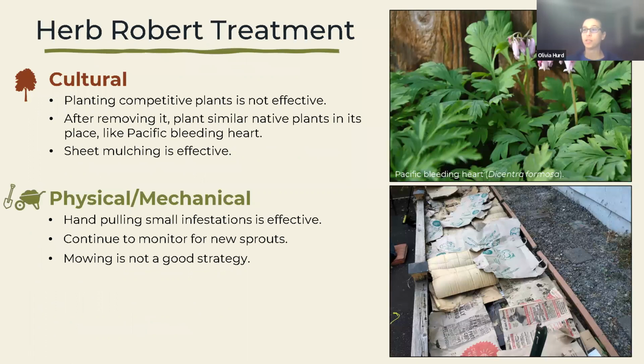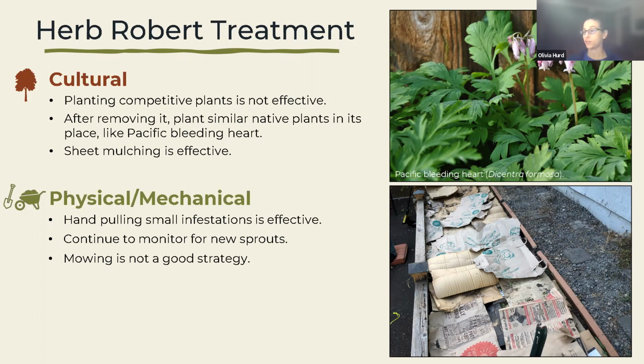For Herb Robert treatment, planting competitive plants is not super effective because it will just grow underneath them and around them. But after removing it, you can plant similar native plants in its place, like Pacific Bleeding Heart. And sheet mulching is pretty effective for this plant because it's so short that sheet mulching just blocks any light that gets to those seeds and can prevent it from coming up.